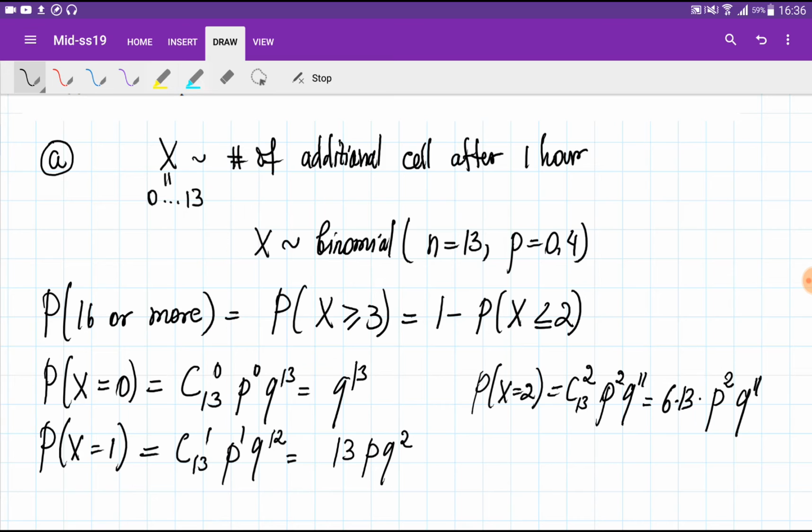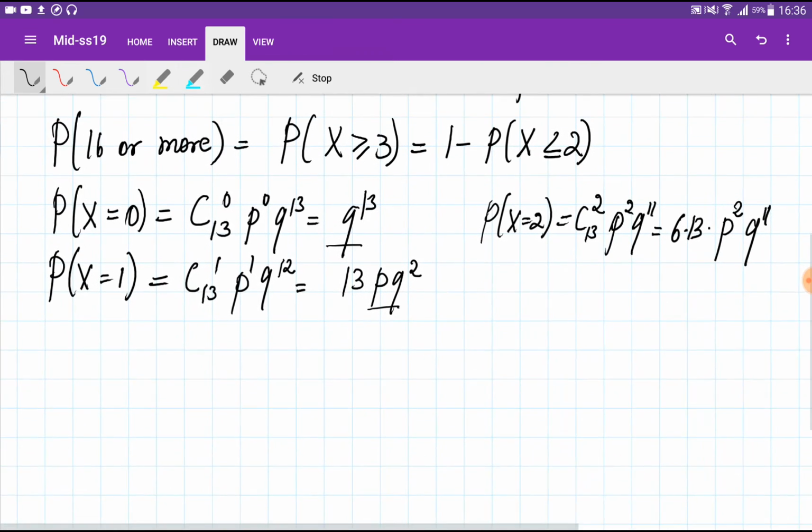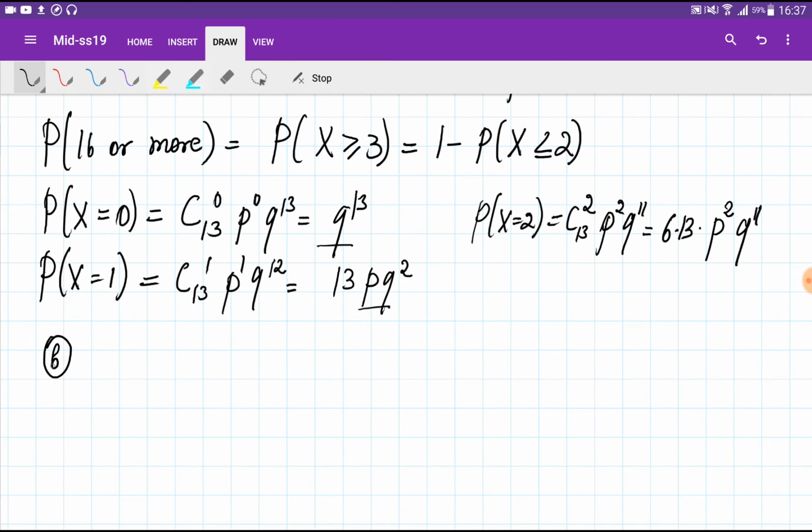Please note that you don't need to calculate all the answers, so it is enough to leave the answers like this. In part B, we need to find the expected number of the total cells after 1 error, right? If x has a binomial distribution, then the expected number of additional cells will be n, which is 13, multiplied by p, which is 0.4, so this will be 5.2.